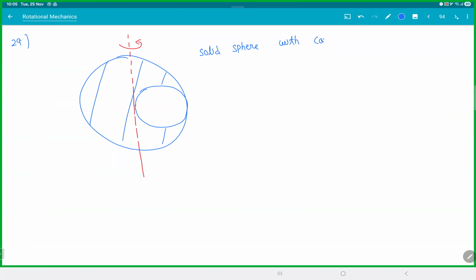This is a solid sphere with a cavity. The cavity is touching the center and the circumference. So the diameter of the cavity is r. Rho is the density. Find the moment of inertia about the center.